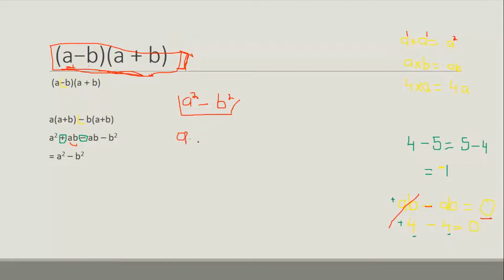So when you look at (a minus b) into (a plus b), you've seen how we've worked it out all the way down here. You find that when you multiply a times all this and then negative b times all this, you get this as your final answer. And then you know that this ab, once you get ab minus ab, you're left with 0. So it's a squared minus b squared.